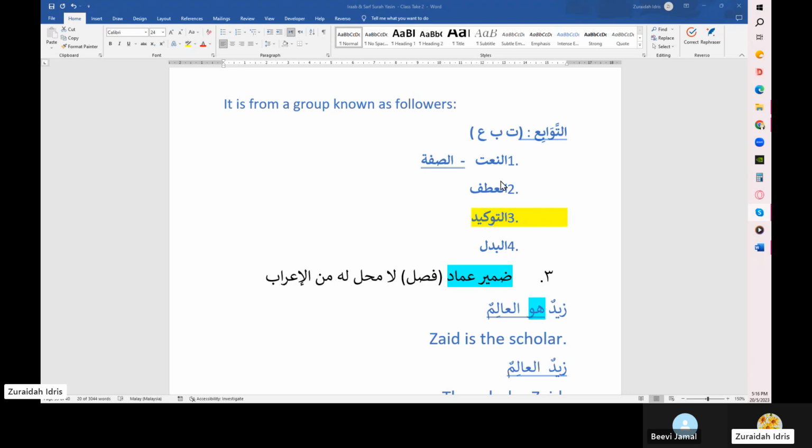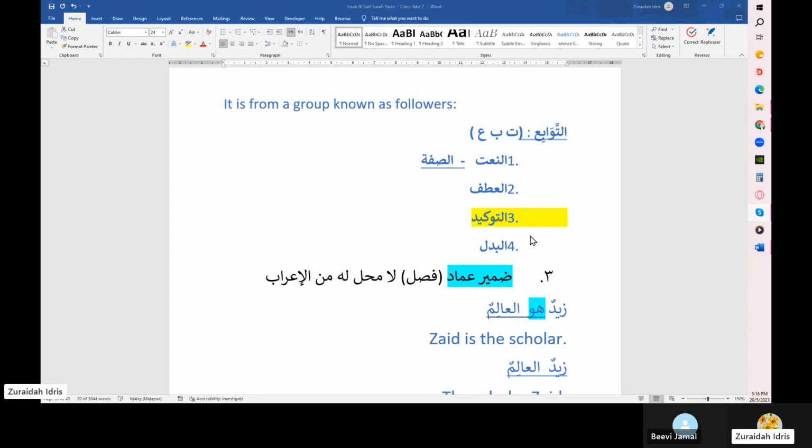As you know, the sifah follows in all four properties of what it is following, the mausuf or the matbu. We call matbu the one being followed. Then we have the ataf, the tawkid, and the badal. In these three cases, it only follows in status. It doesn't follow in anything else, not like the sifah. The sifah is full. This is partial.